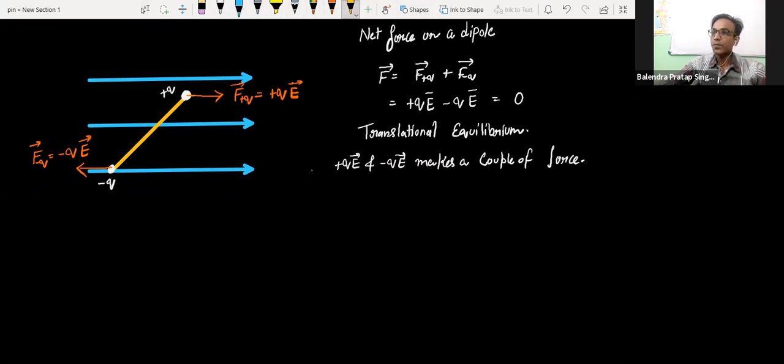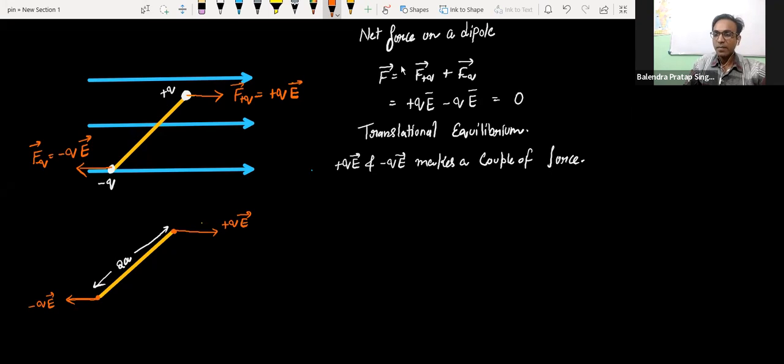This is your dipole, and the separation between these two charges is 2a. At this end a force is acting. That force is minus QE. And one force is acting at this point. That force is plus QE.